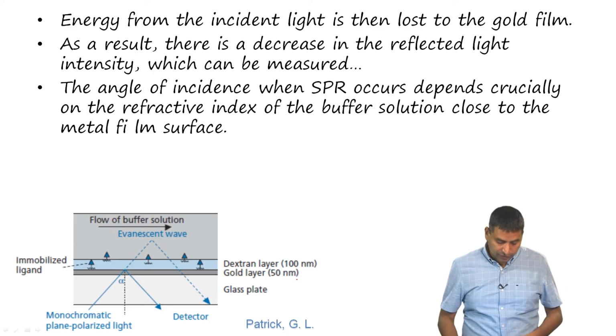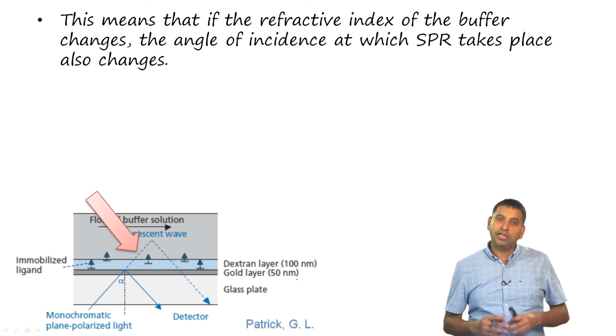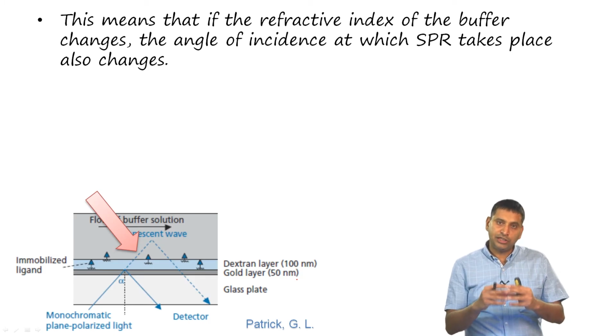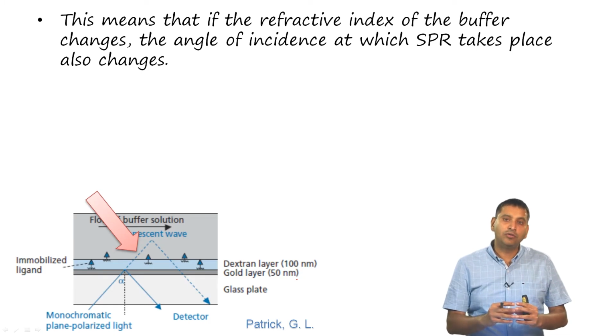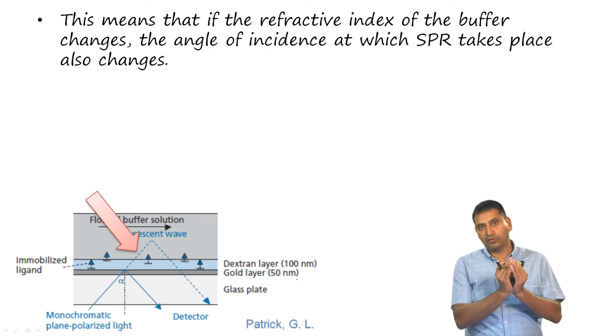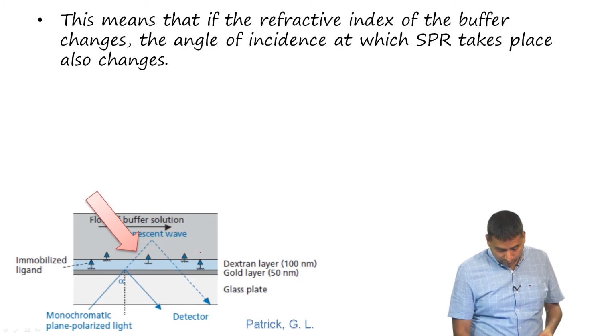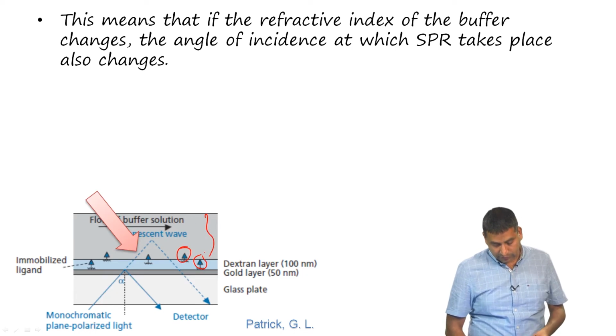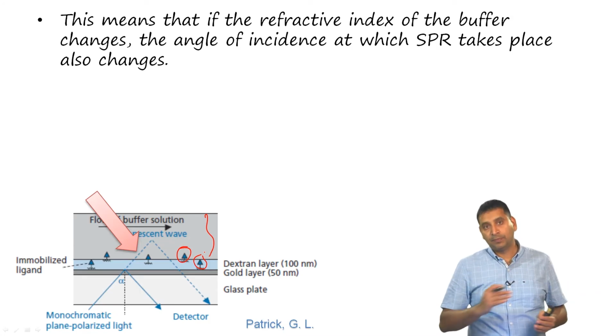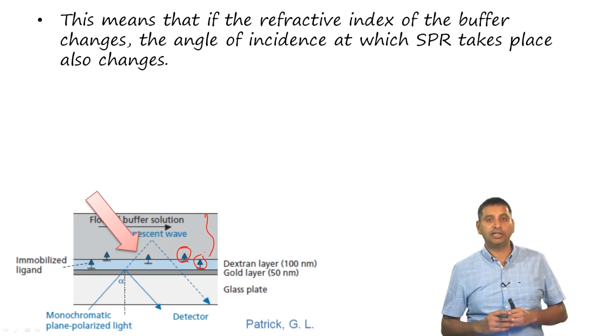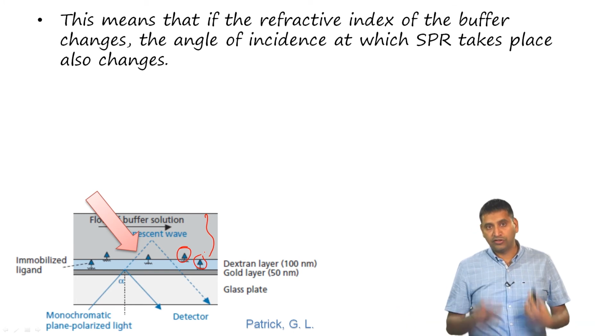film surface. Now, this means that if the refractive index of the buffer changes, then the angle of incidence at which surface plasmon resonance takes place also changes. So, if you have your ligand coated surface over here and this refractive index remains identical, then the angle of incidence at which SPR takes place is going to be the same. But if the refractive index of the buffer changes, then the angle is going to differ.